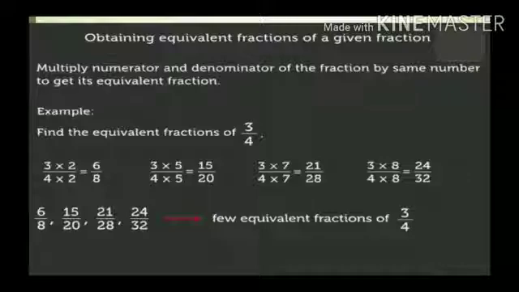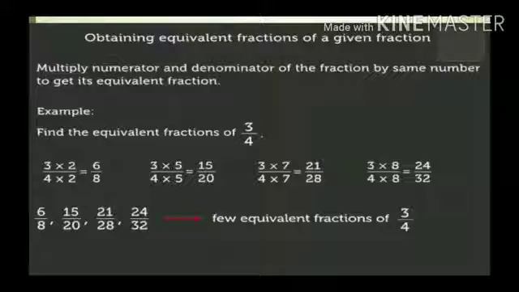For example, find the equivalent fractions of 3 upon 4. First I have multiplied numerator and denominator both by 2. So 3 multiplied by 2 is equal to 6 and 4 multiplied by 2 is equal to 8. Again, I have multiplied 3 upon 4 by 5 in both numerator and denominator. So we get 3 multiplied by 5 is equal to 15 and 4 multiplied by 5 is equal to 20. Now, again I have multiplied numerator and denominator by 7. So we get 21 upon 28.